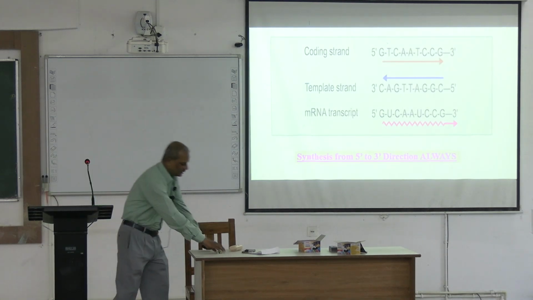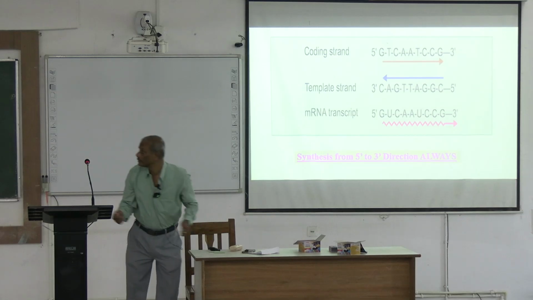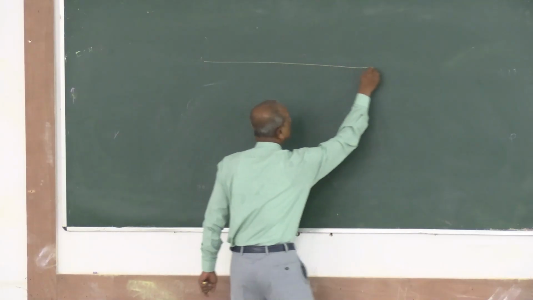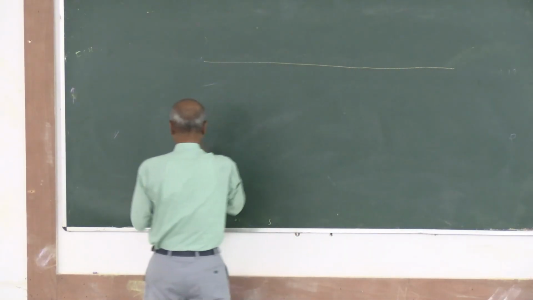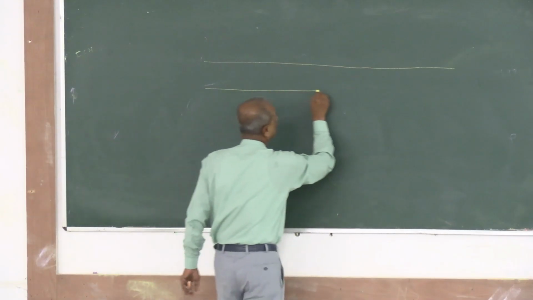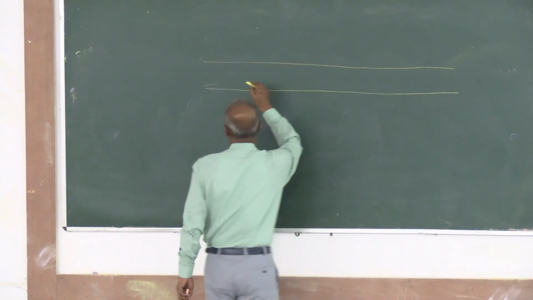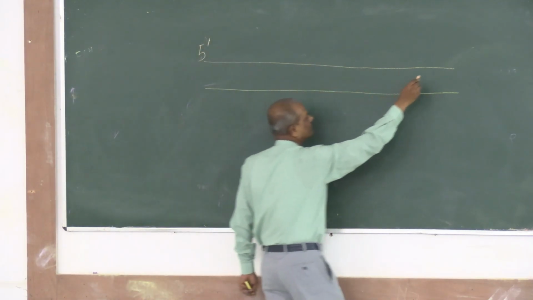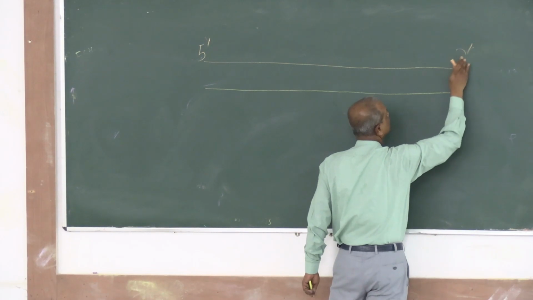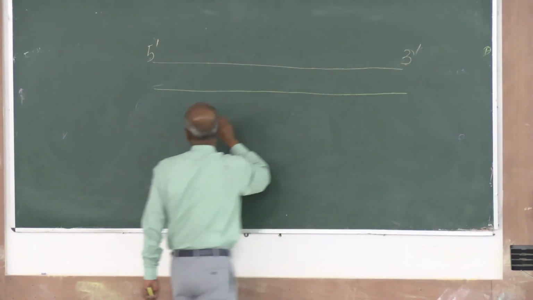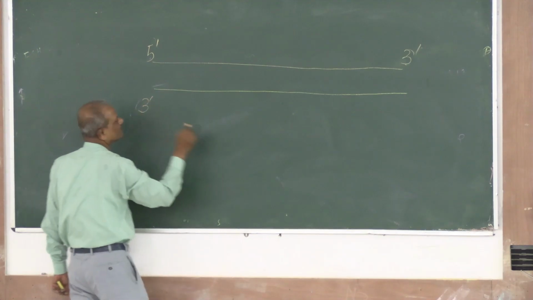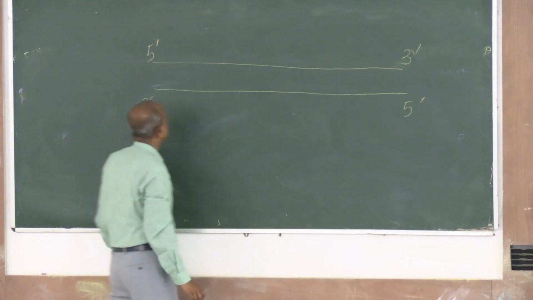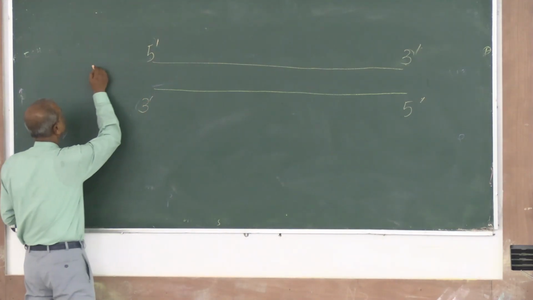So, let me tell you a little bit about this. See, there are two strands. This is 5 prime always, and this is 3 prime. This is by convention how it is written. And this is 3 prime, this is 5 prime. And this is the coding strand.